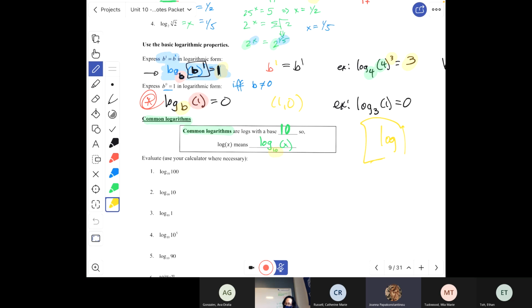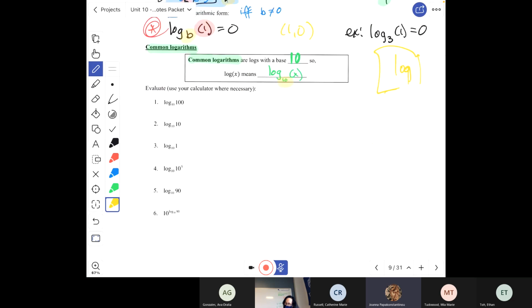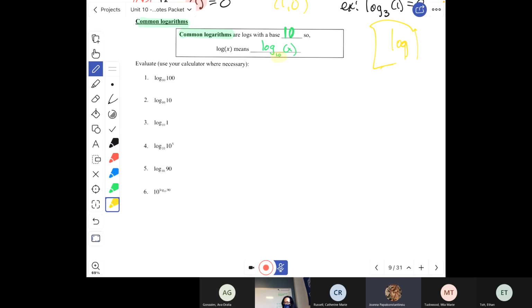So let's see if we can use any of these properties without a calculator to simplify. And again, there's a couple of different ways we can approach these. Let's see how you want to do it. Looking at the first example, how can I rewrite that? Okay, so you want to set it up as an equation and then rewrite it in exponential form. Okay, so 10 to the x equals 100, so x would equal 2.